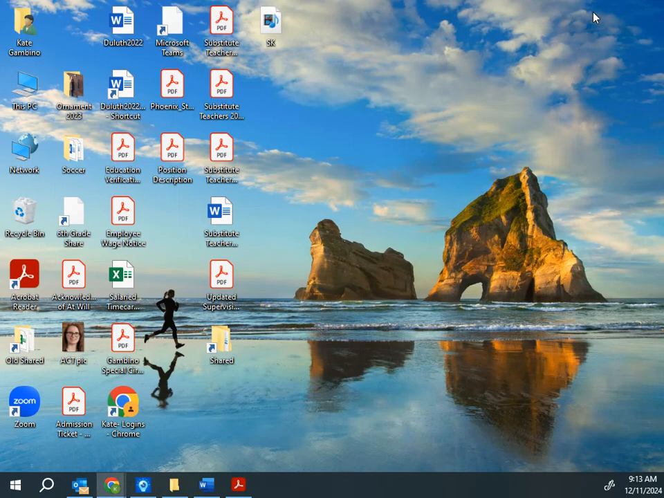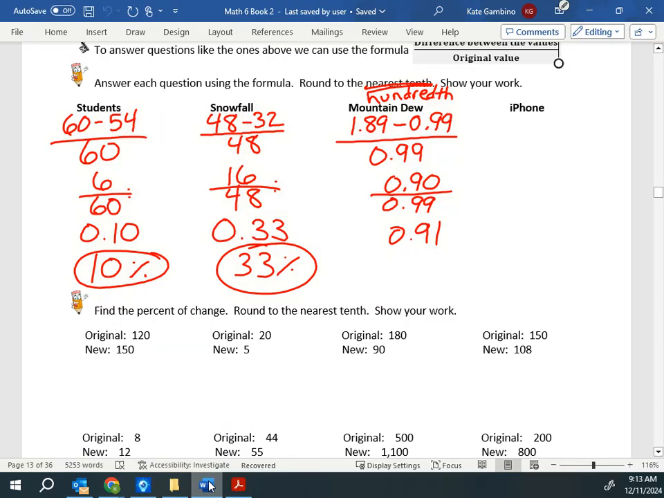Oh, goodness. Wrong page. Oh, yeah. There we are. All right.